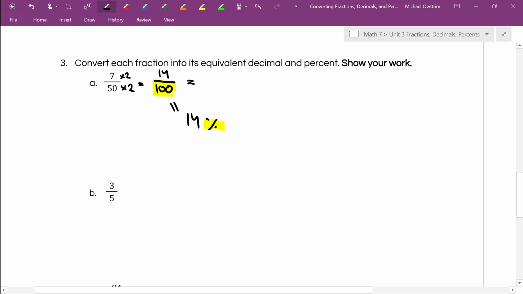And I can also say that my decimal will reach the hundredths place since I have 100 on the bottom, and I'll fill in the digits from the top. And my decimal is 0.14.